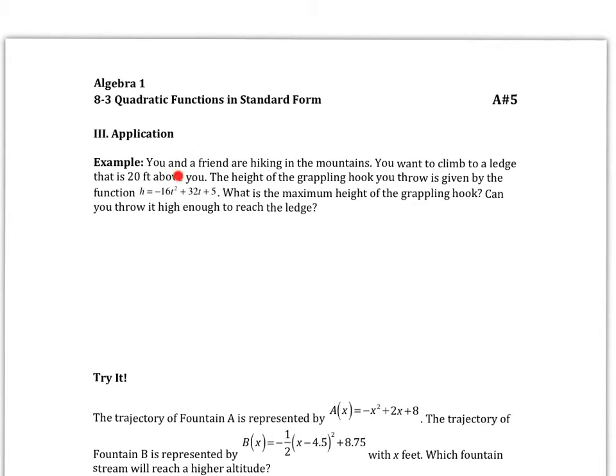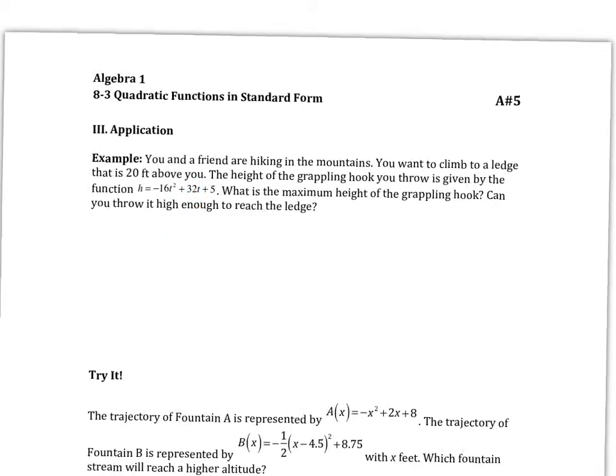Let's look here. You and a friend are hiking in the mountains and you want to climb to a ledge that is 20 feet above you. The height of the grappling hook you throw is given by this function: negative 16 t squared plus 32 t plus 5. What is the maximum height of the grappling hook after you toss it? Can you throw it high enough to reach the ledge? Notice it doesn't mean that you actually make it hook and that you can climb up. We're just saying, is the toss going to be high enough? So that's what we're going to test.